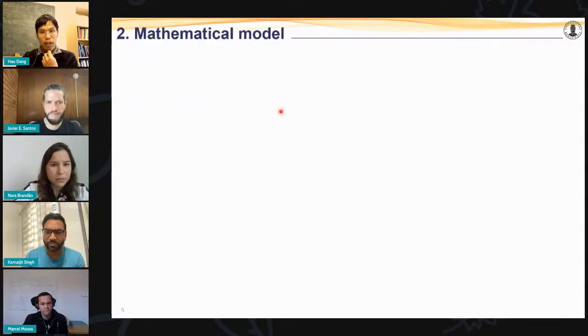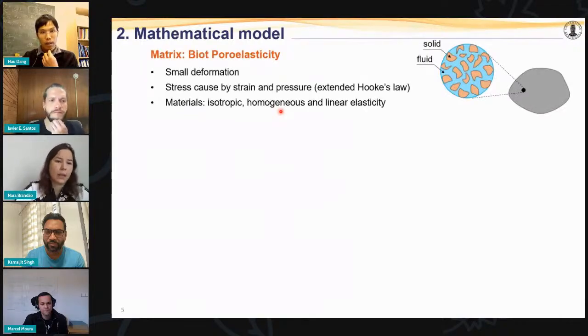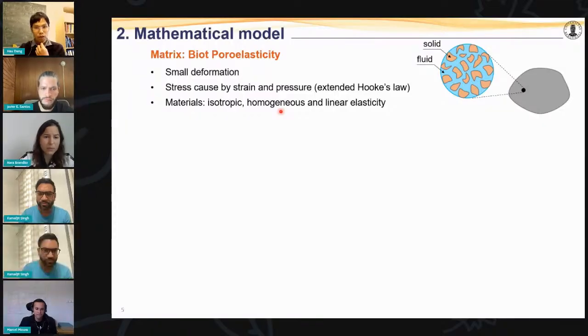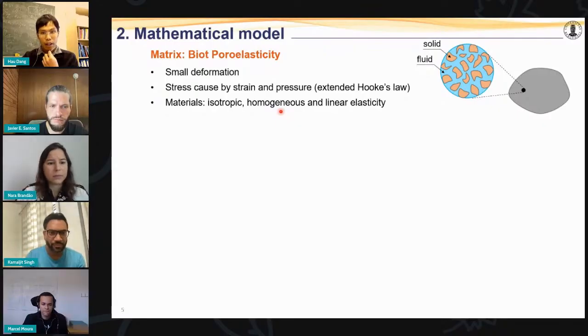The mathematical model is developed based on some assumptions. For the matrix, the relationship between strain and deformation is based on small deformation theory. In this assumption, stress is caused not only by strain but also by fluid pressure. The rock in the porous medium is modeled as isotropic, homogeneous, and linear elastic based on an equivalent model, in which properties of rock are represented by Young modulus, Poisson ratio, porosity, and permeability.